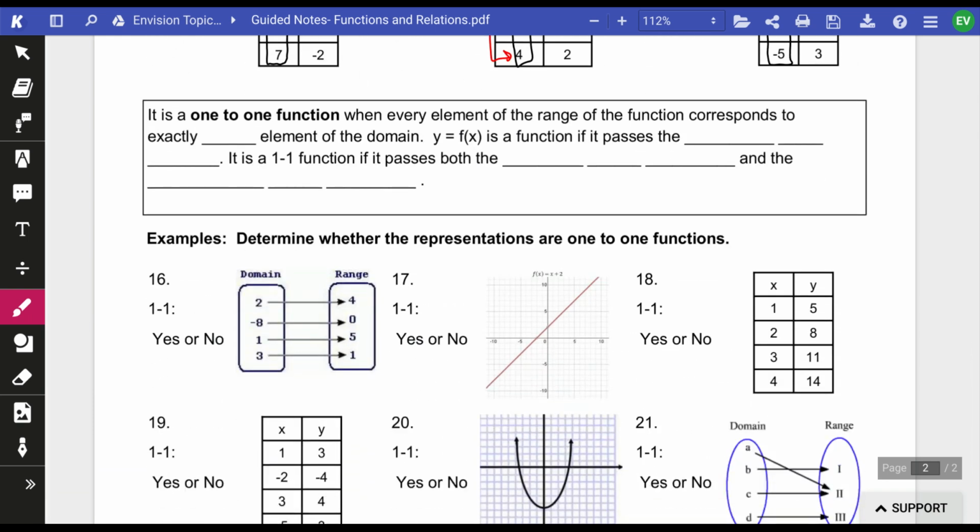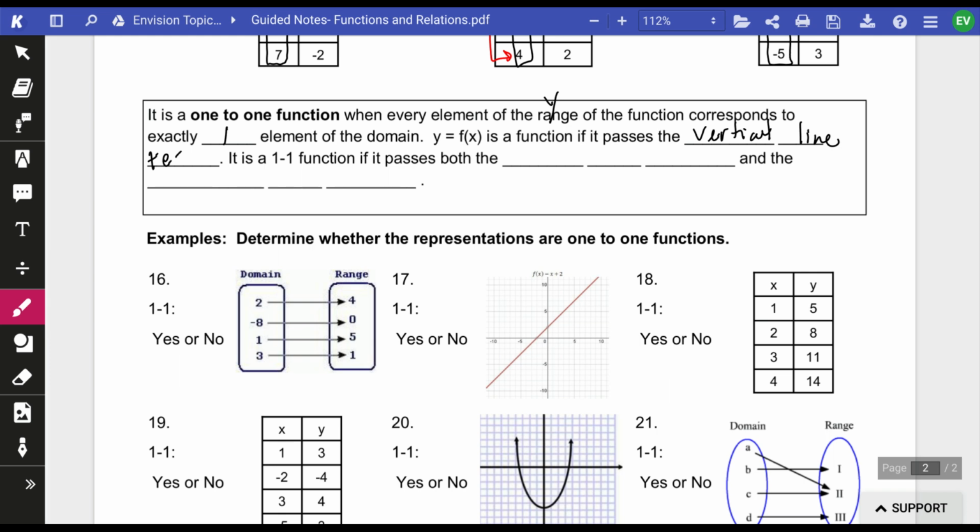I'm going to look at one-to-one functions, but we're not really going to do them this time. A one-to-one function is when every element or each number of the range of the function, that's the y value, remember, corresponds to exactly one element of the domain. It's a function if it passes the vertical line test.